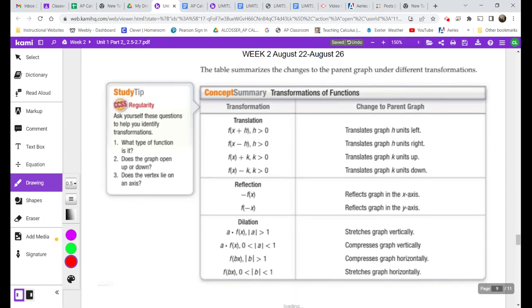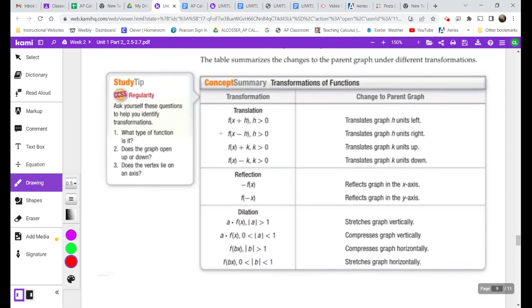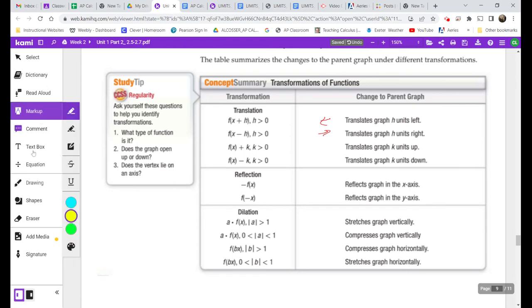All right. So we've got this big, huge summary here. So it talks about if f of x plus h is greater than 0, it translates left, it translates right. I did those arrows backwards. It translates, I did it right. Left, and this one translates right. If it's outside, okay, so let me mark that up a little differently. So let's look at this one. If it's inside and h is a positive, it moves to the left. If it's inside the parentheses and h is a negative, it moves to the right.